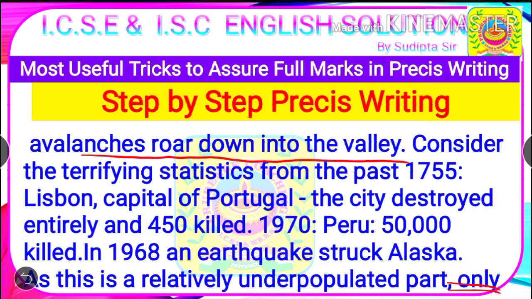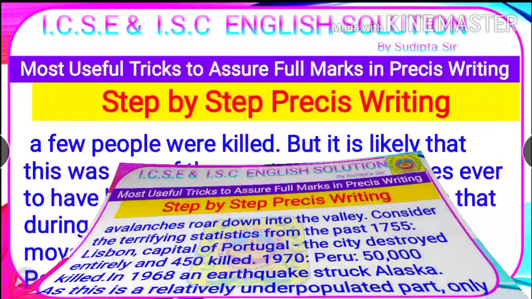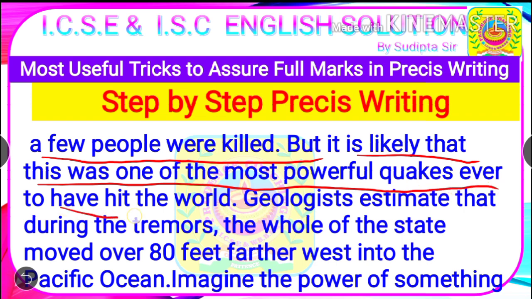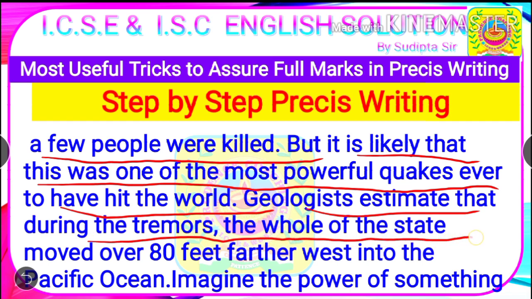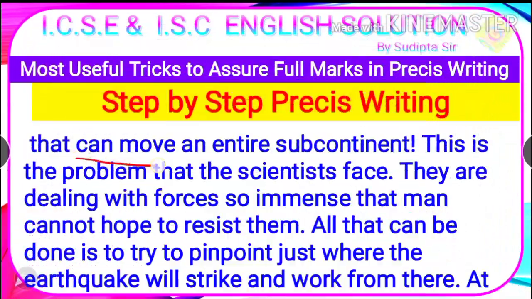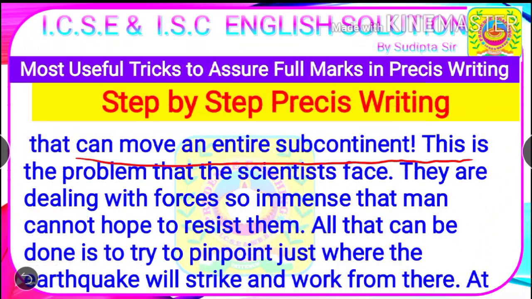This is the repetition. Only a few people were killed, but it is likely that this was one of the most powerful quakes ever to have hit the world. Geologists estimate that during the tremors, the whole of the state moved over 80 feet further west into the Pacific Ocean. Imagine the power of something that can move an entire subcontinent.